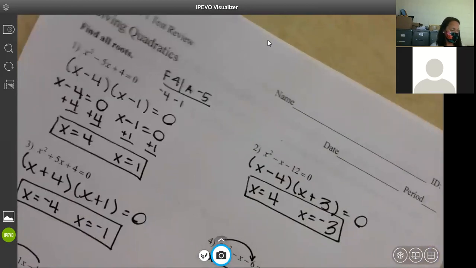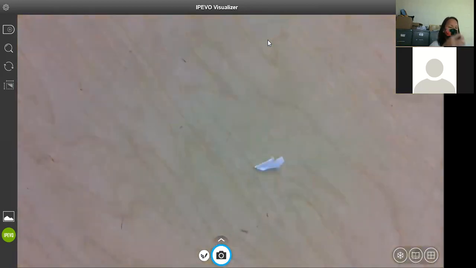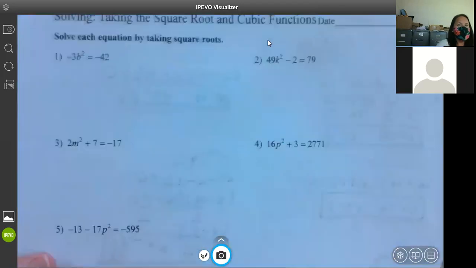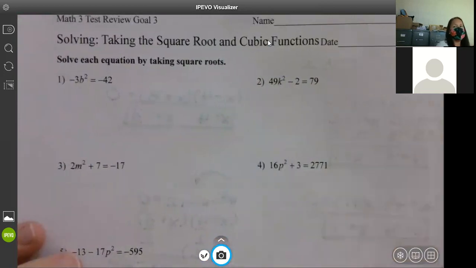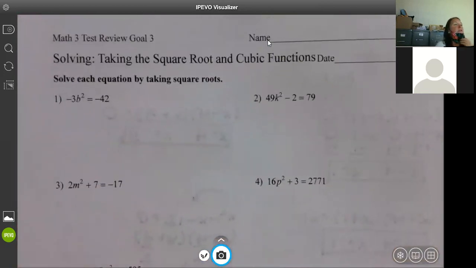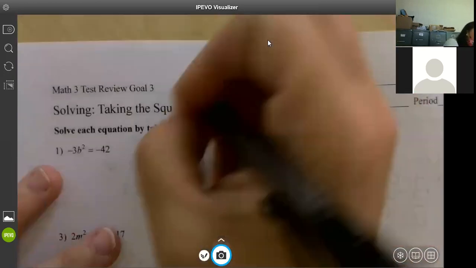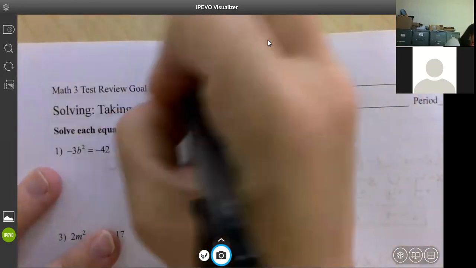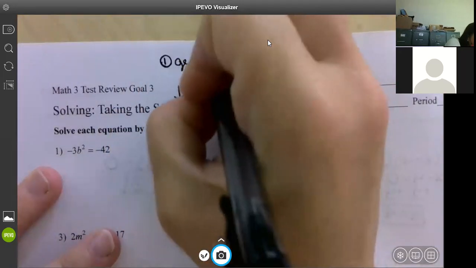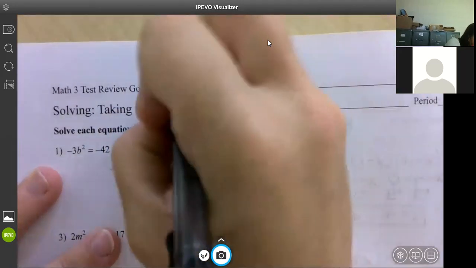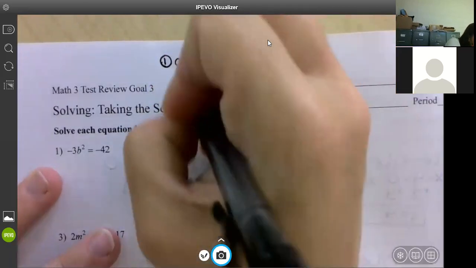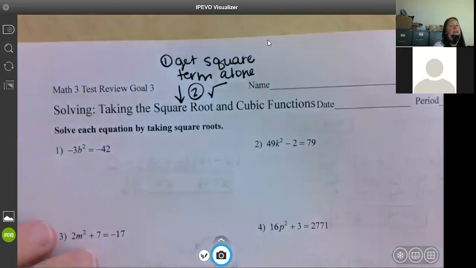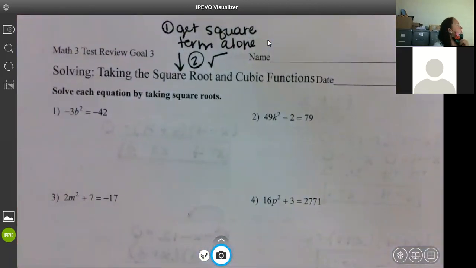All right, look at goal 2. Goal 2 is square root and cubic functions. So again, if we're solving with a square, your first step is to get your square term alone. And then your second step is to take the square root. How many answers should you have? 2. Remember that. 2.